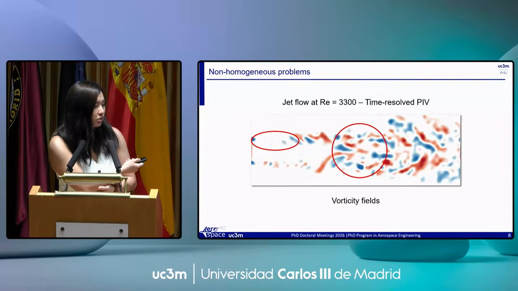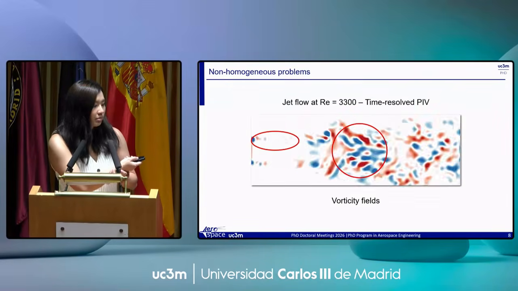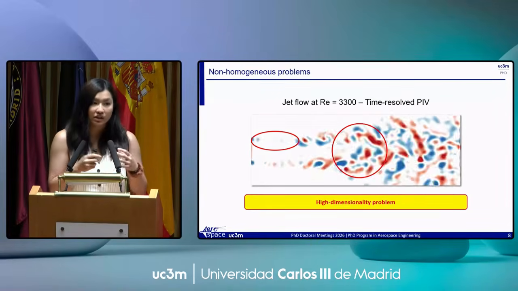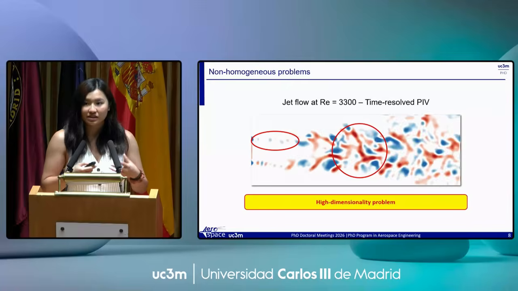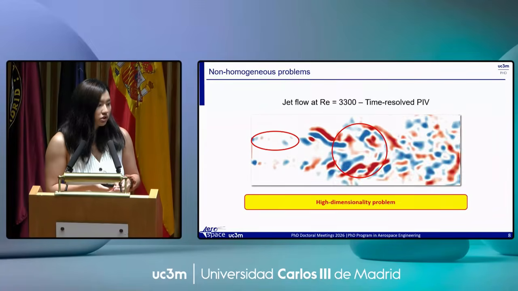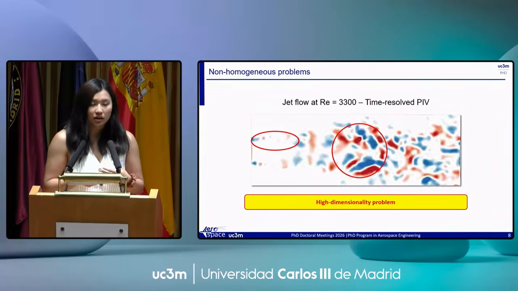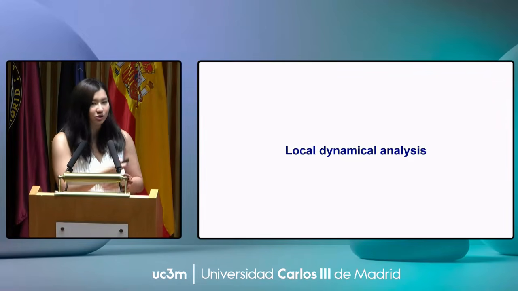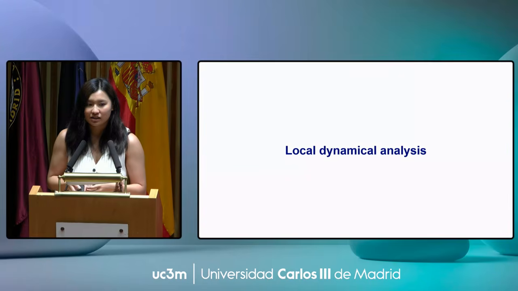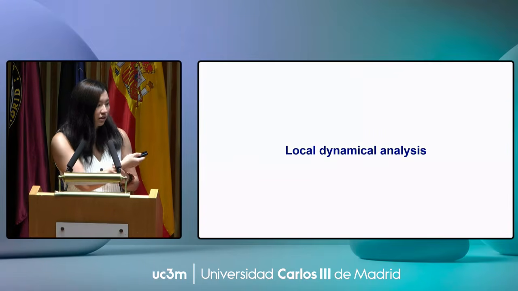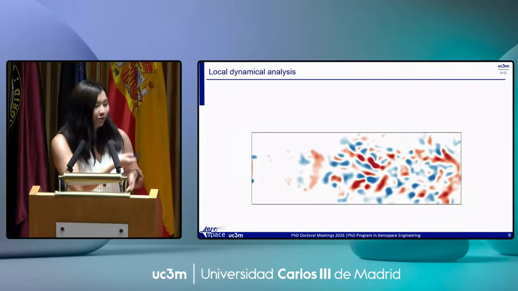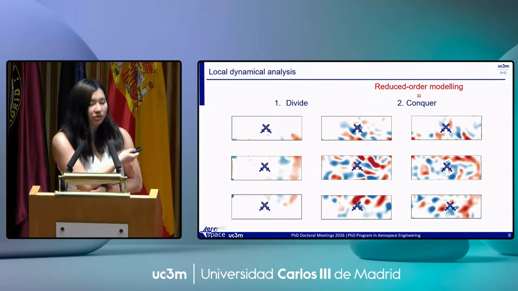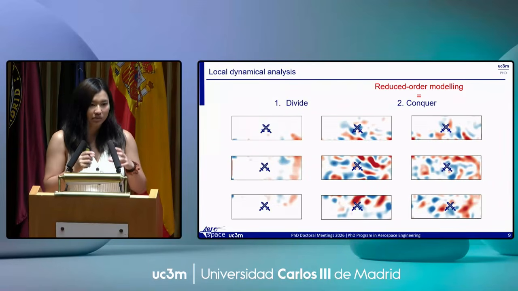So the issue comes when we want to obtain a reduced order model, because if we want to capture the dominant features of each of these structures, we are still going to need very high dimensional models. So the next work I did targeted this problem, and the solution focused on a local dynamical analysis. The main idea was divide and conquer, where conquer means doing a reduced order modeling of each of these parts.